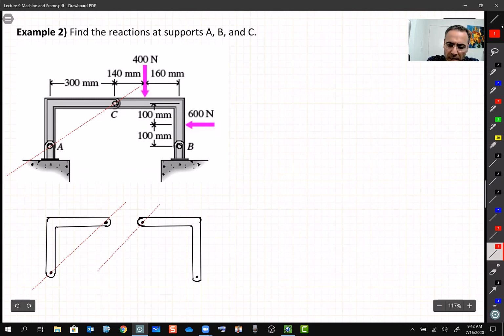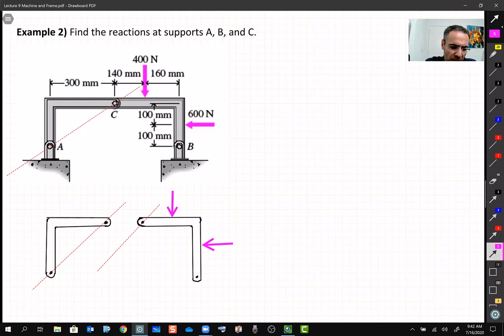Okay. So let's see what we have. We have two external loads. One is this guy here, 600. This is 400. That's good. And then the rest, they are all reaction loads. Let's put them there. So we start with B.